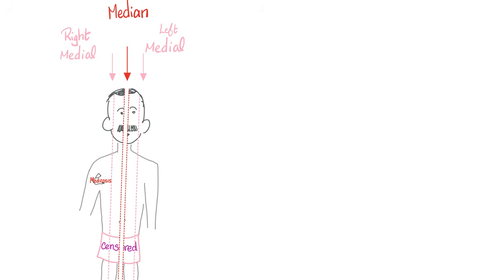The midline is the median, just like this, with the N. However, right and left, near it, we have the medial. Medial with an L is close to the median, but medial is not in the midline. So this is the right medial, this is median, this is left medial.